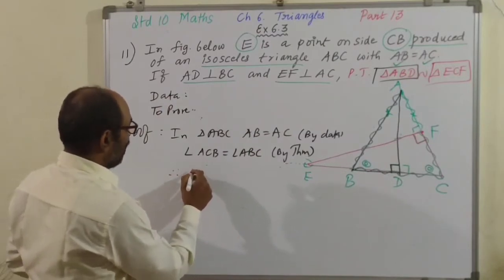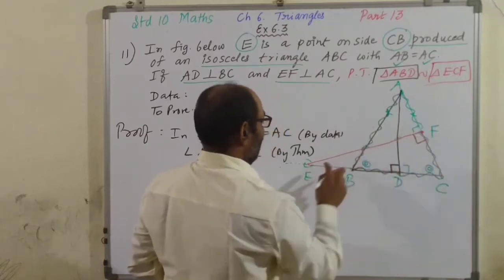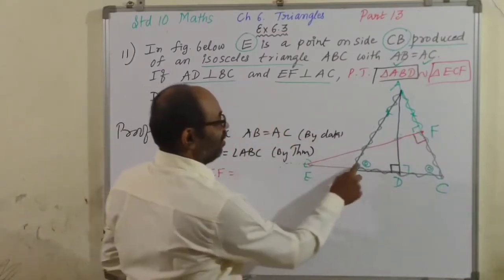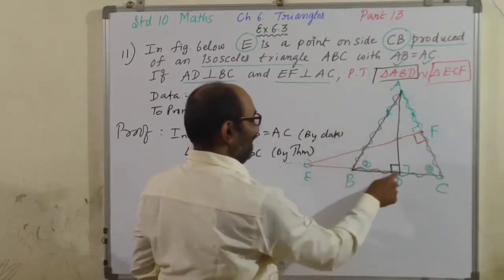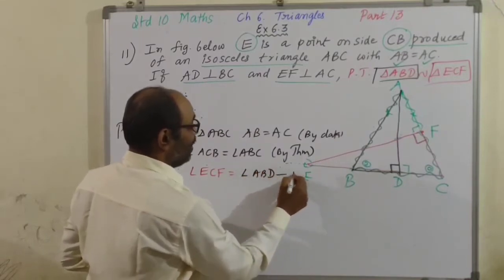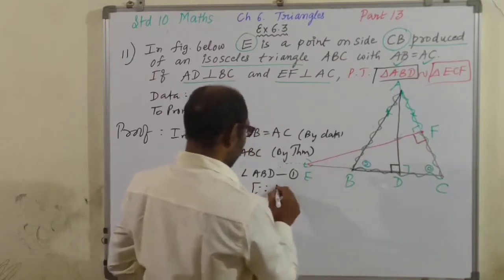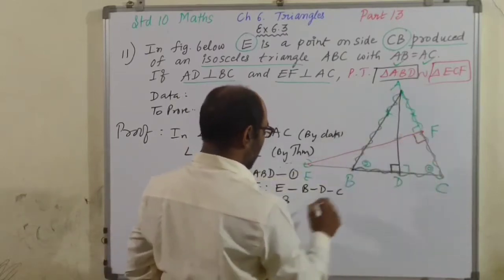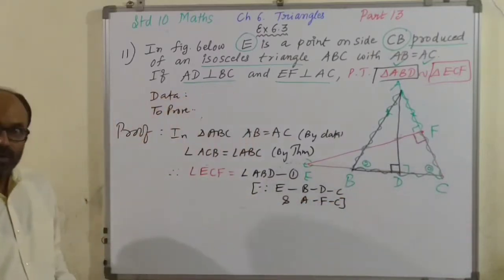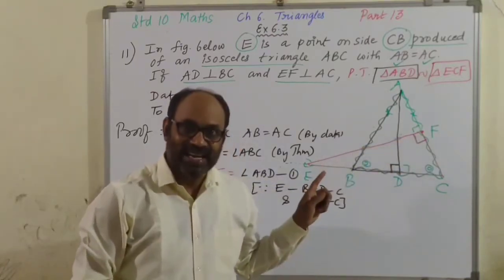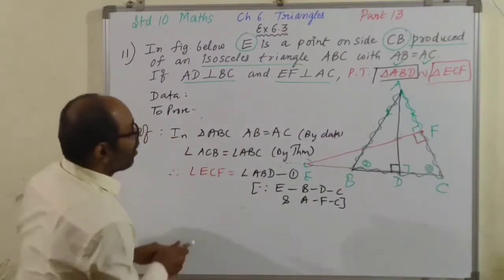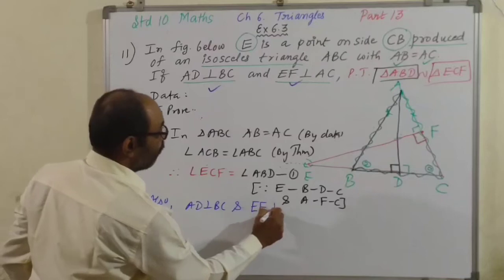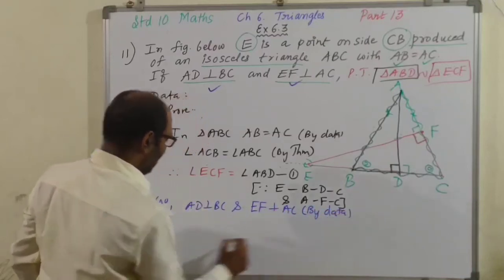Therefore, alright, angle C means ECF. Angle ECF is equal to, and here black, B black, ABD. Angle ABD, result 1, because what you used: E dash, B dash, D dash, C, and also you used A dash, F dash, C, correct? And the right angle we get directly, because these two are given. Also, AD is perpendicular to BC and EF is perpendicular to AC. Where did we get that? By data.